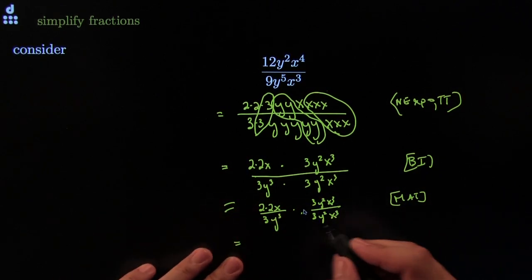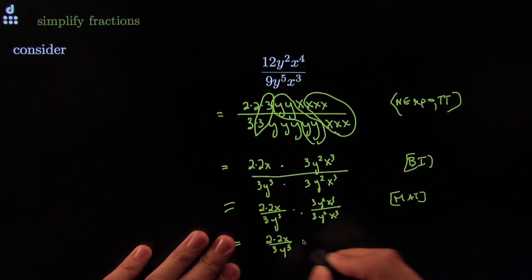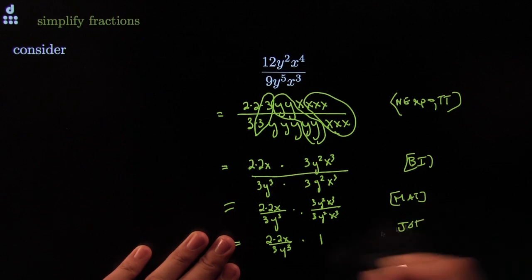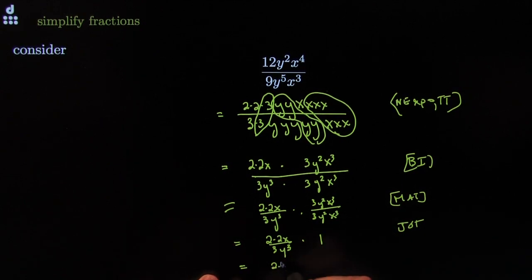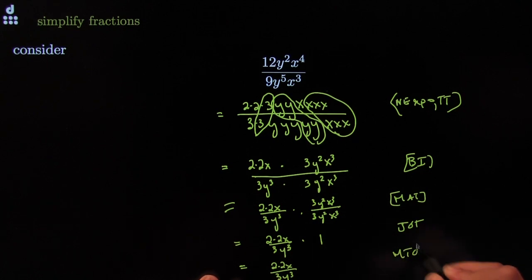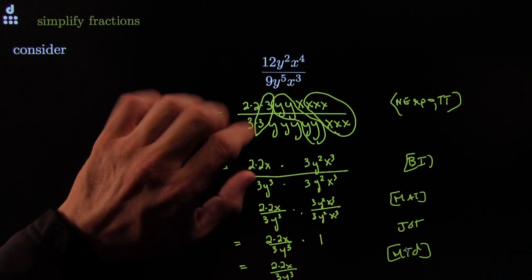You kill this by jot and kill the 1. So you get 2 times x all over 3 times y to the third times 1 by jot, and of course you can drop the 1 by MID. This becomes 2 times x over 3 times y to the third. Multiplicative identity. You're free to write 4 there if you wanted to use a times table. 2 times 2 is 4. Very nice, professional, and powerful stuff.